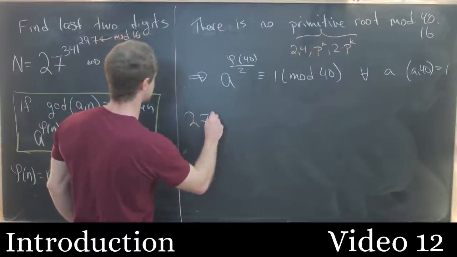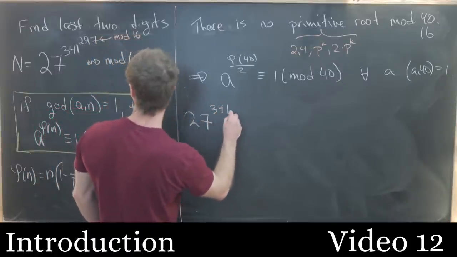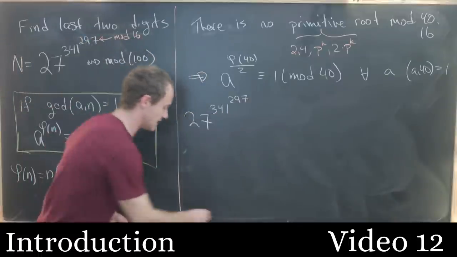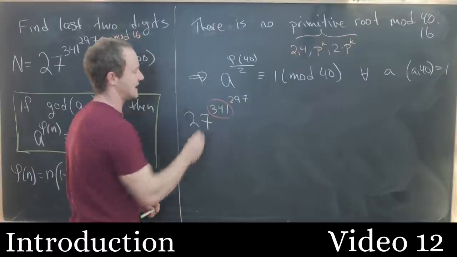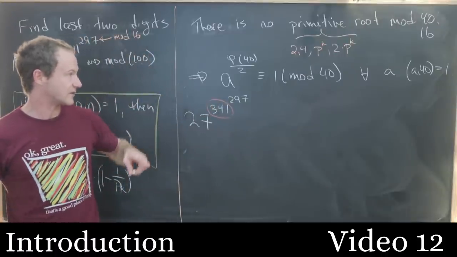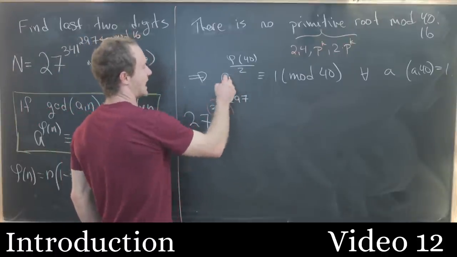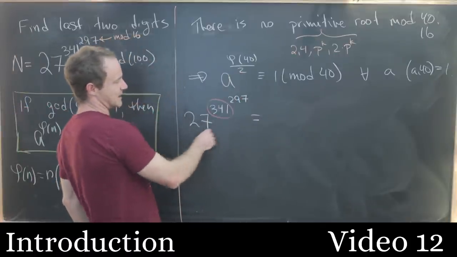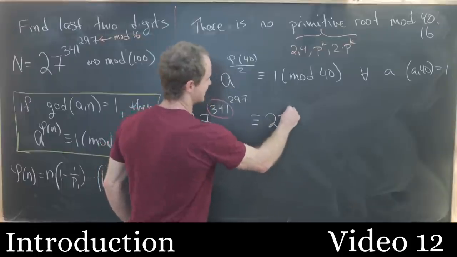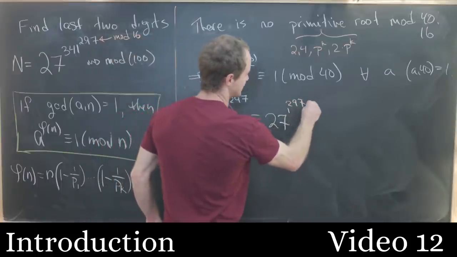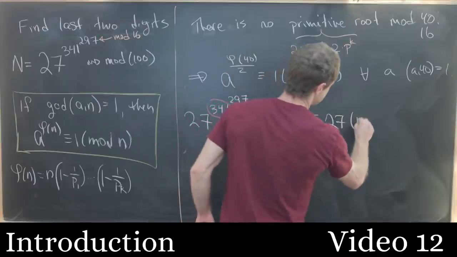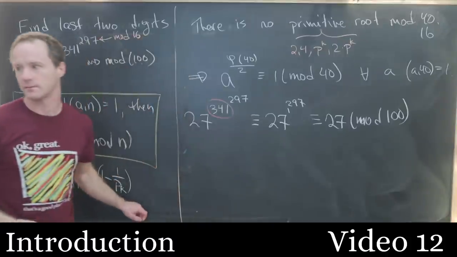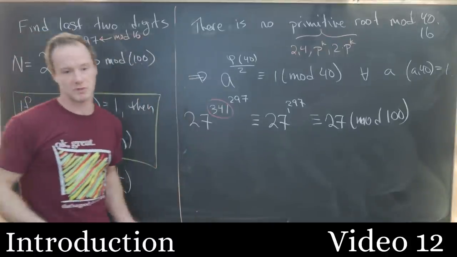So that means we've got 27 to the 341 to the 297. So now instead of dividing this by 40 and keeping the remainder, we can divide it by 40 over 2 and keep the remainder. But if we do that, we get 1. So this is 27 to the 1 to the 297, which is the same thing as 27 mod 100. Okay, cool. All right, so I think that's good.